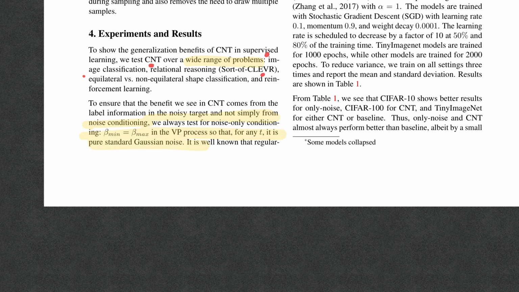One other thing that they test is the noise-only condition, meaning beta min equals beta max in the variance preserving process, so that for any t it's pure standard Gaussian noise. This is an important ablation study to figure out what portion of this improvement is due to just the presence of noise and noise-like regularization, and what part of it actually has to do with providing a hint to the model.